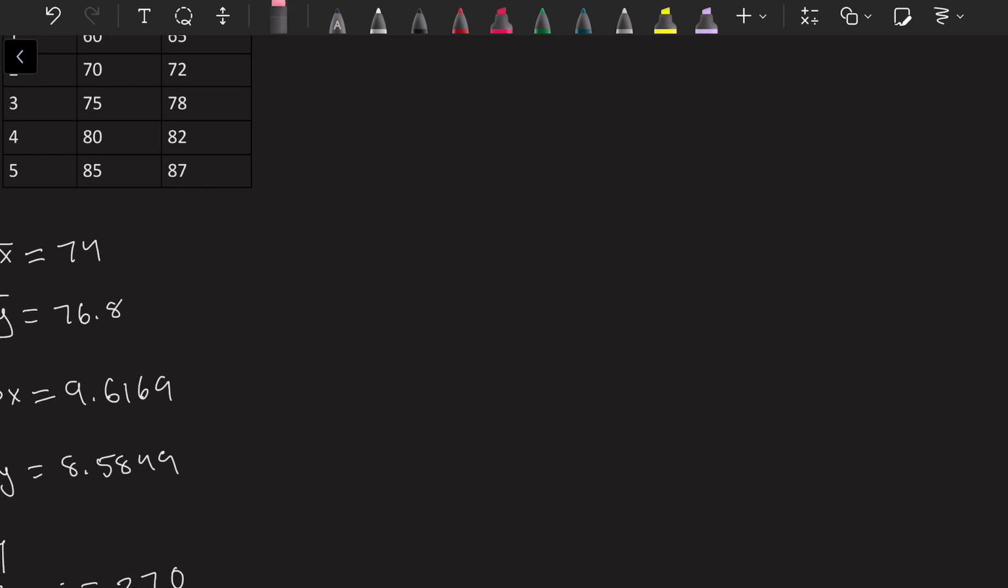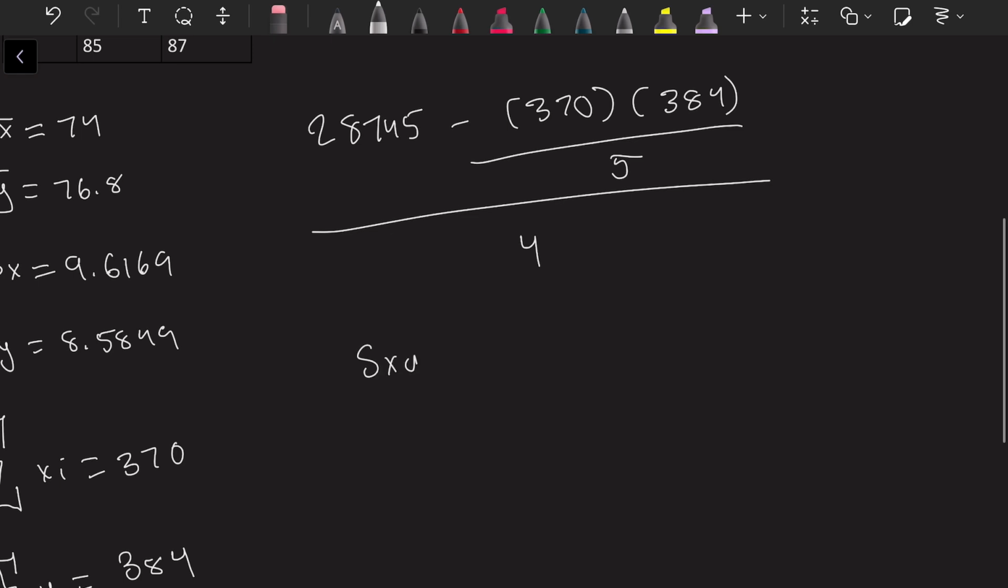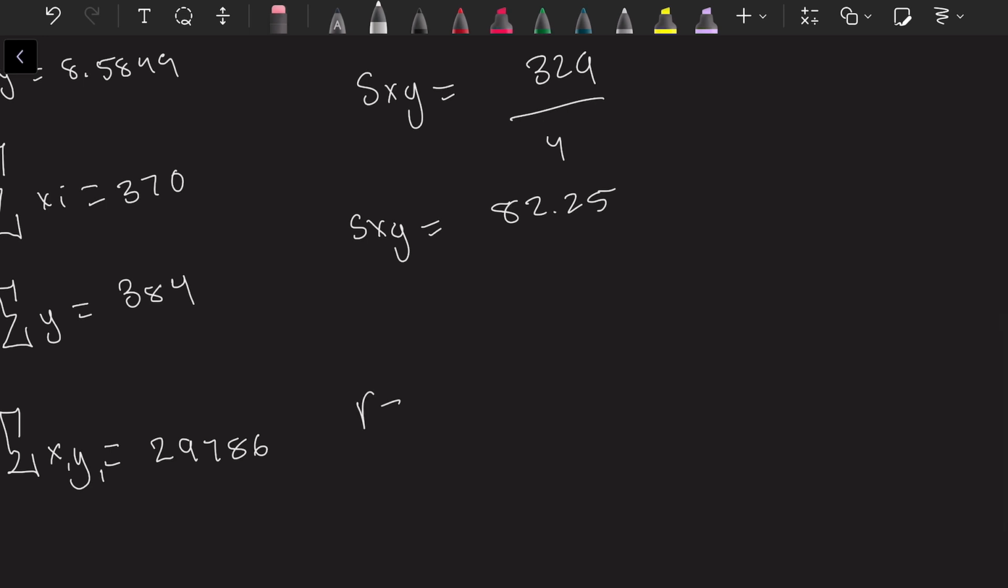So it would be 28745 minus 370 times 384 over 5, over n minus 1, which is 4. That will then get us 329 divided by 4, which simplifies to 82.25.